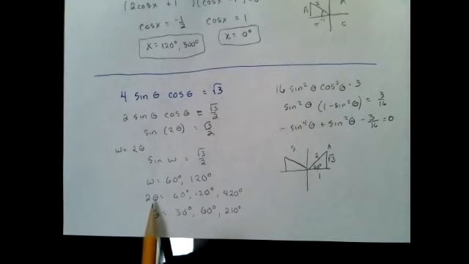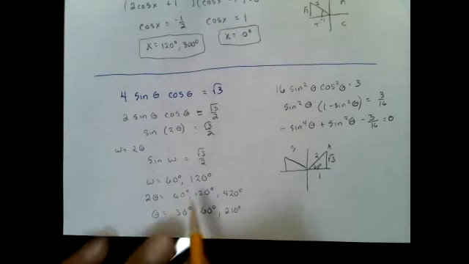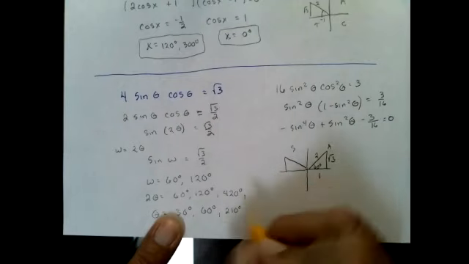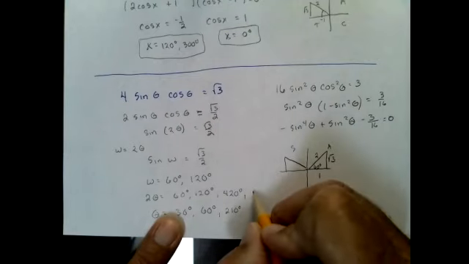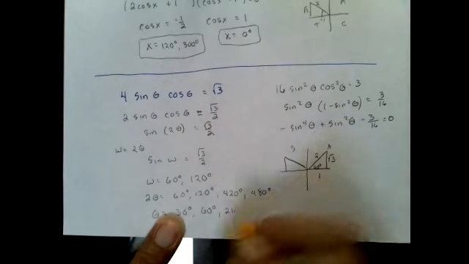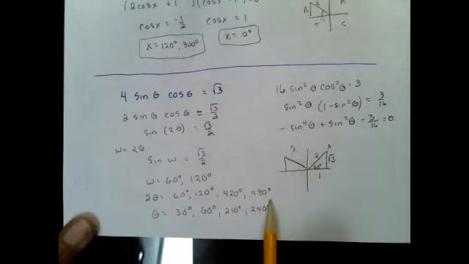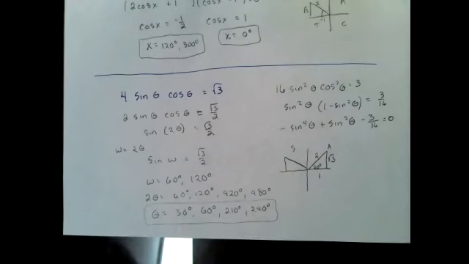Whenever I see a 2 here, I know I want to go around twice. So 60, if I add 360 to it, I get 420. 120, if I add 360 to it, I get 480. When I divide that by 2, I am still in my range from 0 to 360 degrees.